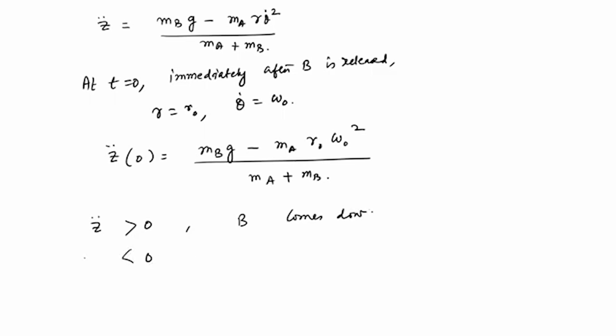If it is this, then of course B goes up. I mean, with M_B greater than M_A, that cannot happen, and if z double dot equals 0, so it is at t equal to 0. That can happen, of course. If z double dot is negative, that is, the initial acceleration is negative, then of course B goes up, and if it is equal to 0, then there is no acceleration. So this is also basically stationary.